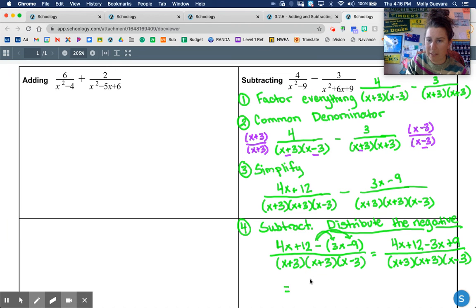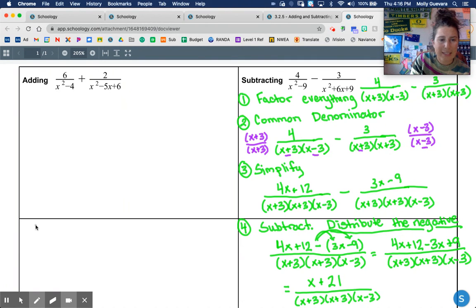So if I simplify this again, 4x minus 3x is just x. 12 plus 9 is 21. So I have x plus 21 over this whole thing, which is x plus 3, x plus 3, x minus 3. Okay.